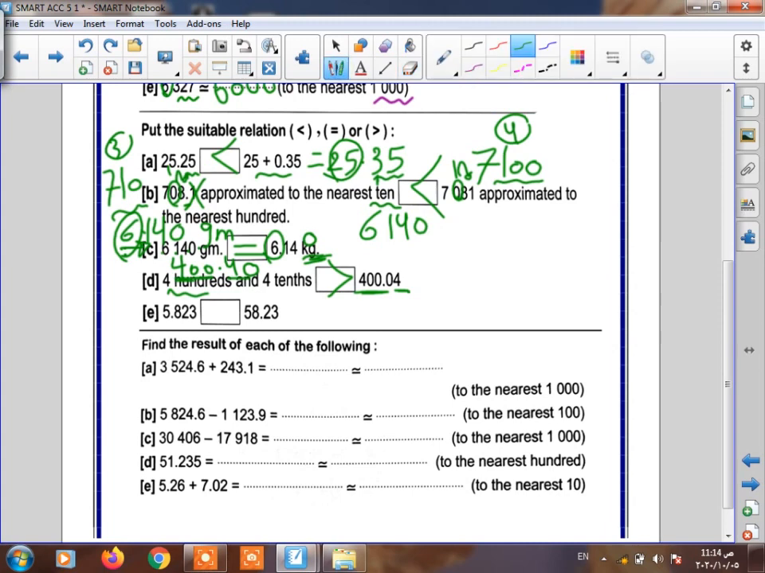Next one, 5.823 and 58.23. I have 2 numbers. First step, I look at the whole number. Here I have 5, but here I have 58. Which is greater? Of course 58. Don't look first at the decimal. No, look at the whole number first. Here I have 5, but here I have 58. Which is greater? Of course 58.